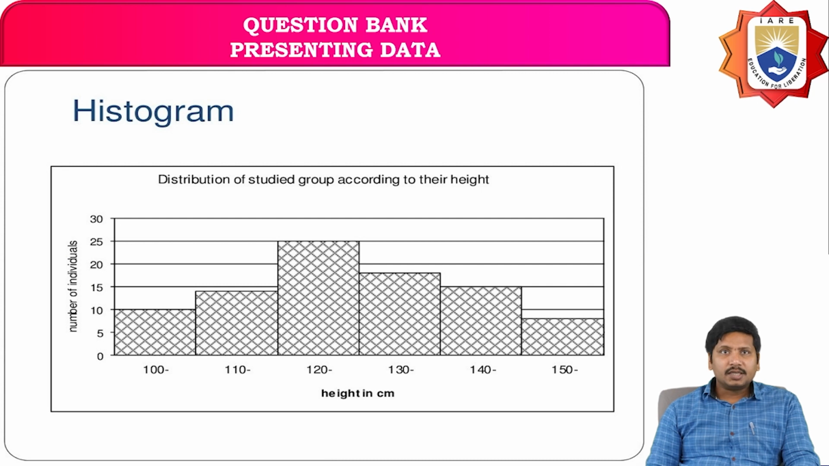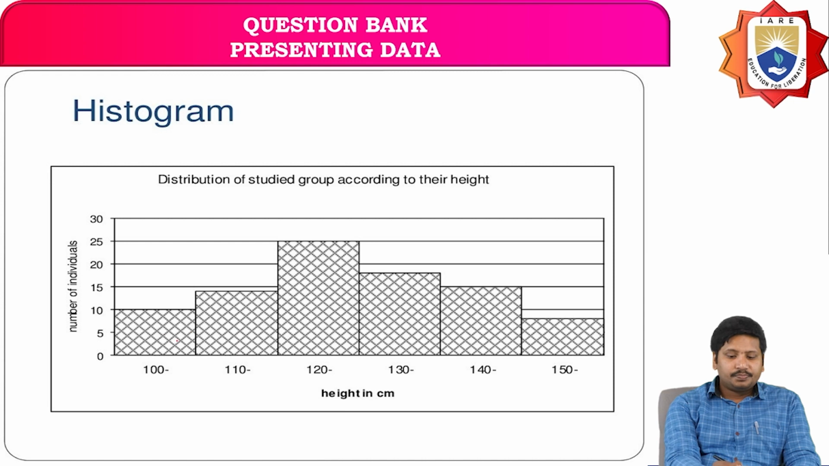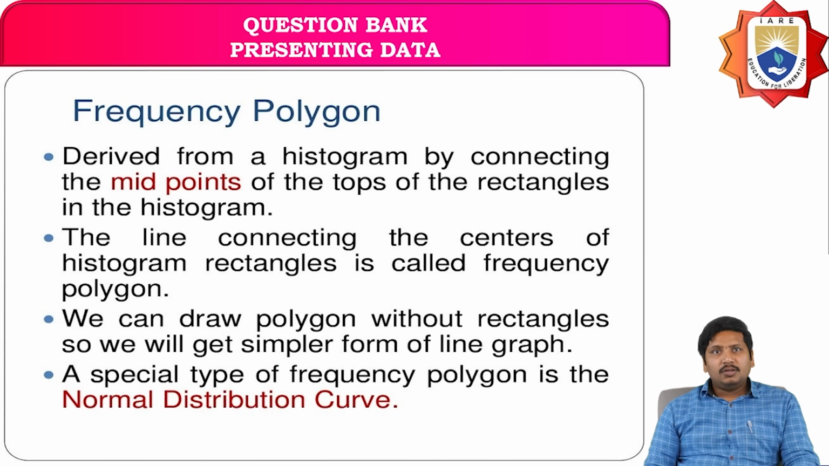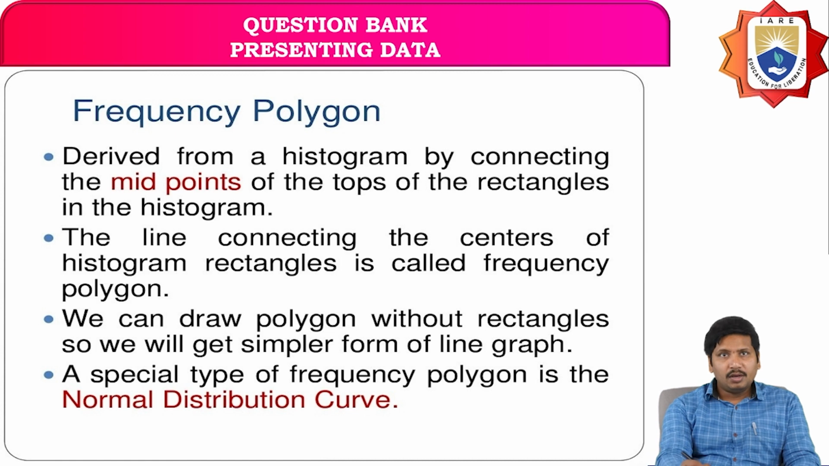So look at this structure of the histogram. Here this should be the range: 100 to 110, 110 to 120, 120 to 130, 130 to 140. There is no space between each and every rectangular bar. That kind of graph should be treated as a histogram. Once the histogram is constructed, there is another way of constructing a frequency polygon from the histogram itself. It is the derivative of the histogram.